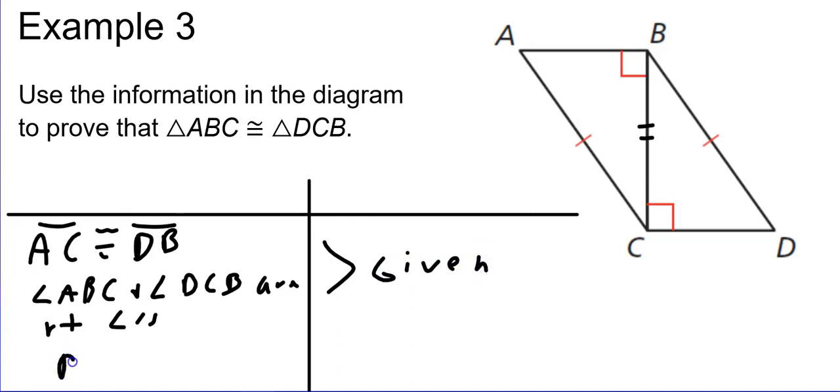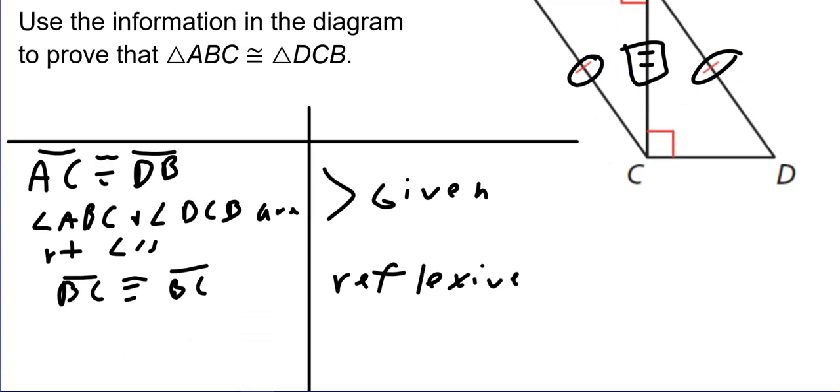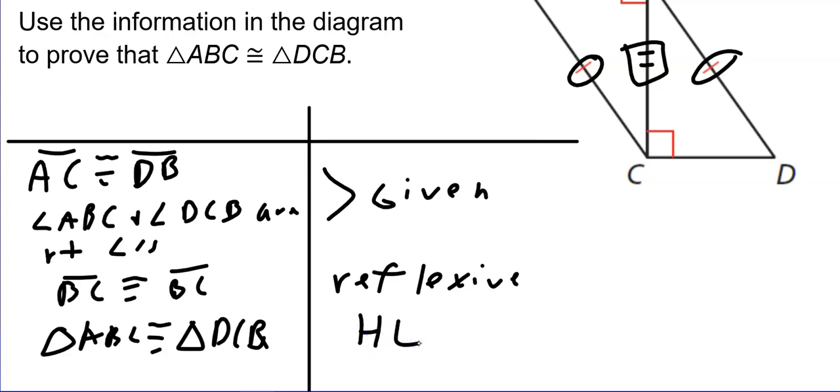Then we come in and say BC is congruent to itself by the reflexive property. All right. And then we have a right triangle. We have a hypotenuse. We have a leg. And now we can say triangle ABC is congruent to triangle DCB, by HL, hypotenuse and leg. And that's it.